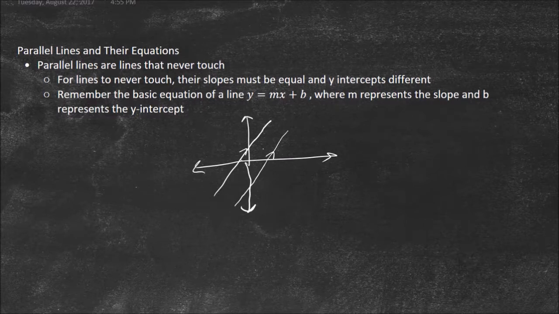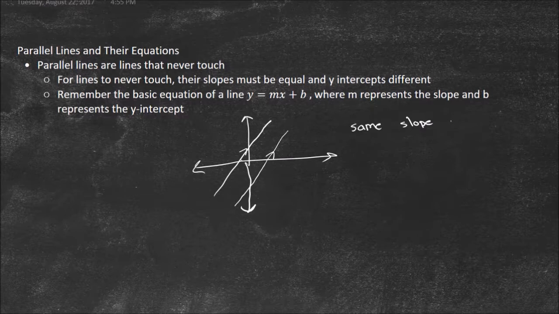And that's why they're important. Because they'll never touch, they have to have the same slope. So that's how we're able to tell, okay, do I have another parallel line? Things like that. Another important thing is they must have a different y-intercept. So same slope and different y-intercept.